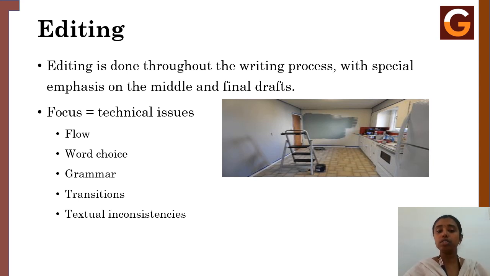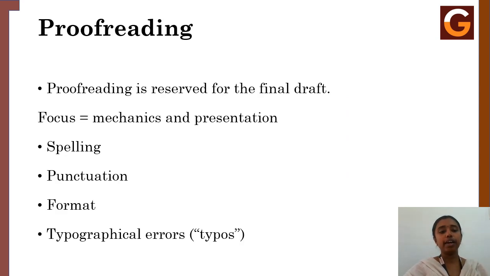And this focus is on the technical issues, where the flow, word choice, grammar, transitions, and the technical inconsistencies are focused on in the process of editing. When it comes to proofreading, this is exclusively reserved for the final draft. This focuses on the mechanics and the presentation. Once the final draft goes through the proofreading process, that is going to be the final. It just deals with the mechanics of writing and how to make that text a presentable one.